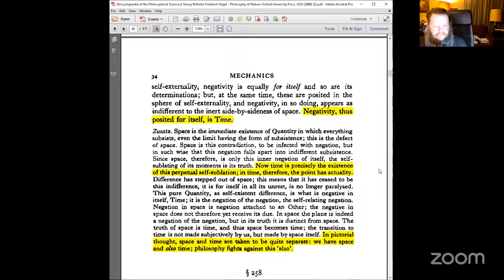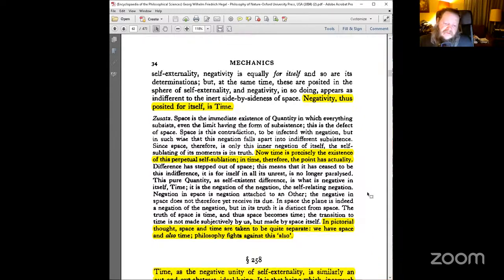So, in pictorial thought, and he says this at the bottom in the Zusatz, in pictorial thought, space and time are taken to be quite separate. We have space and also time. Philosophy fights against this also. They are in unity as well as in their difference.